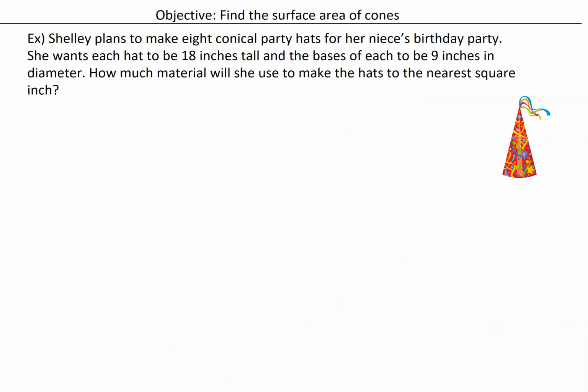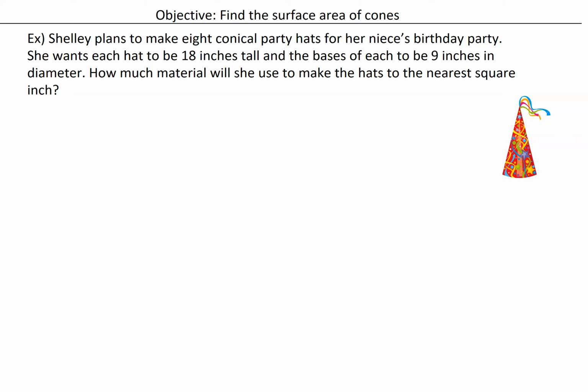All right, let's look at this example here. It says that Shelley plans to make 8 conical party hats for her niece's birthday party. Conical is an adjective to describe things that are shaped as cones, in this case party hats. She wants each hat to be 18 inches tall and the bases of each to be 9 inches in diameter. How much material will she use to make the hats? And we're supposed to give an estimate to the nearest square inch.